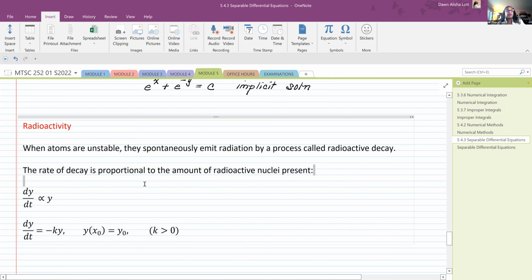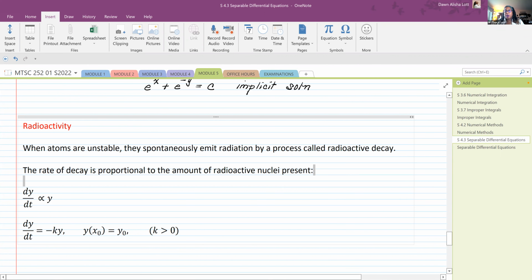The rate of decay is proportional to the amount present. So it's very similar to the temperature problem I was going to do, where the change in temperature is proportional to the temperature present. Well, here the rate of decay is proportional to the amount of material present. So dy/dt is proportional to y. So I'm going to get dy/dt is equal to minus ky.